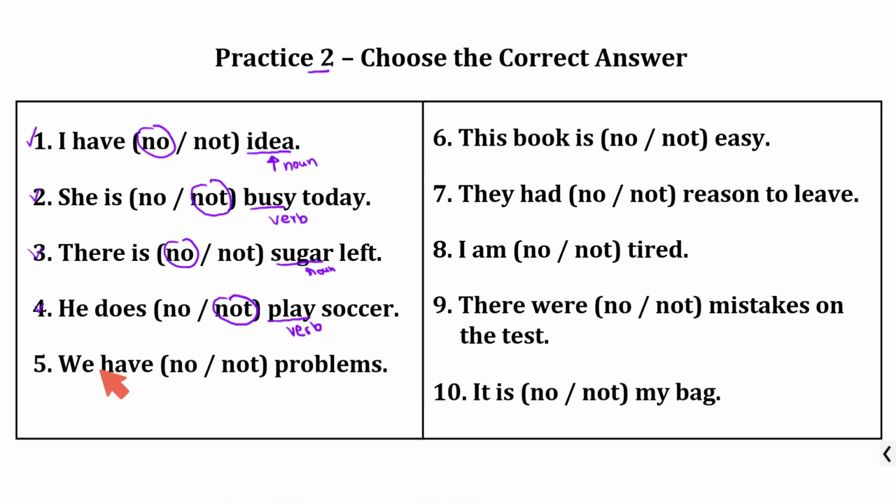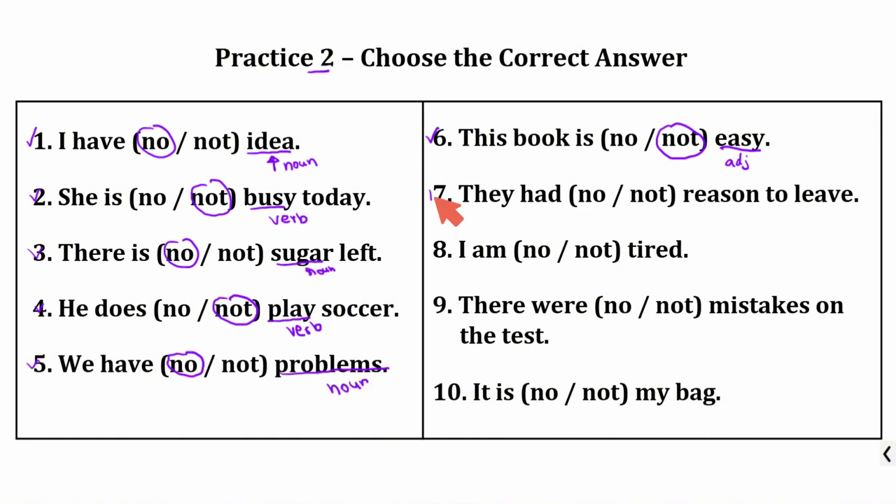Number 5. We have no or not problems. Problem is a noun. So we have to circle no. We have no problems. Number 6. This book is no or not easy. This word easy is an adjective, so we circle not. This book is not easy.